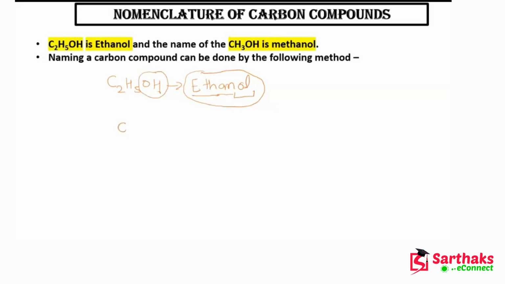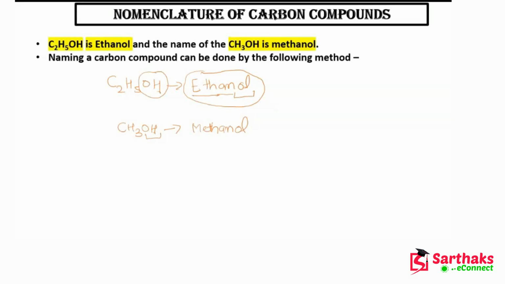The same way, we can also give a name to this compound. You can see that one carbon is present here. So for one carbon, we will write meth, and you can also see that an OH group is added here. This is basically a functional group, so for this we use ol. So this will become methanol. I hope you get my point.